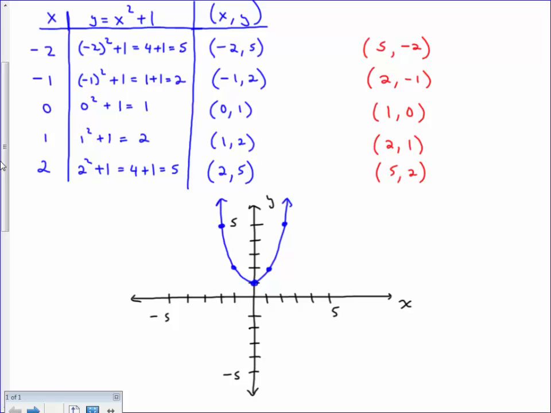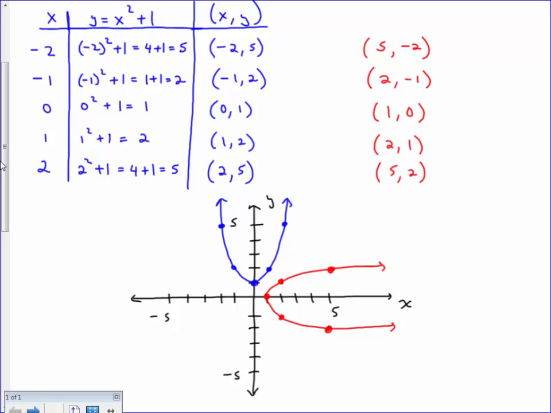Okay, now I'm going to go in red and sketch the inverse relation. So we have 5, -2. We have 2, -1. We have 1, 0. We have 2 and 1. And then we have 5 and 2. So this looks kind of like a parabola, but it's laying on its side. It actually is not a parabola, meaning that it's not a squared kind of function, but it has the same shape.